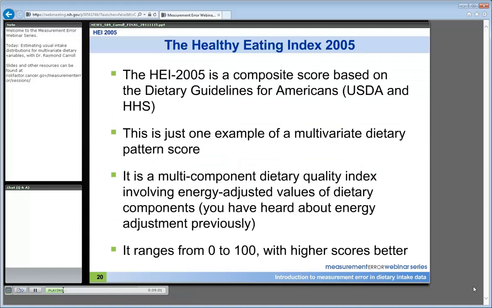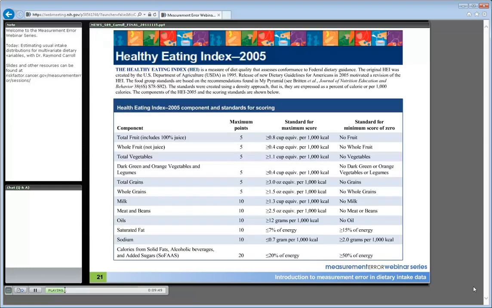All right, so let me tell you about the HEI 2005. It's a composite score based on the USDA and HHS Dietary Guidelines for Americans. It's, as I said, one example of a multivariate dietary pattern score. I'm going to go through a bit to show you how multivariate it really is. And it has multiple components, each of which is adjusted for energy. You've heard about energy adjustment previously. So all the components of diet that are measured in HEI 2005 will be adjusted for energy. And the final score, the total score, ranges from 0 to 100. And you want to be at 100, and you don't want to be at 0. I think I'm closer to 100 than 0, that's for sure.